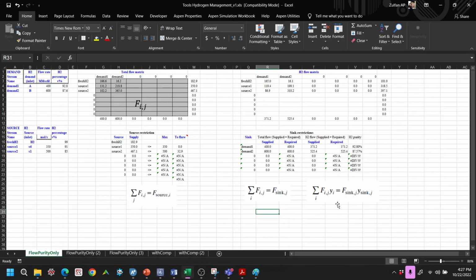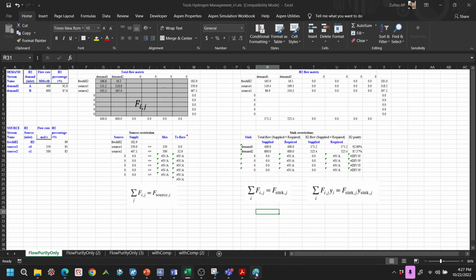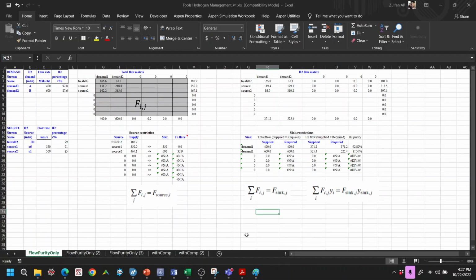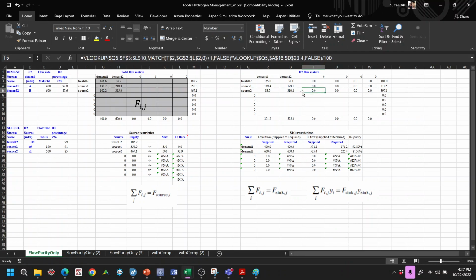And then the hydrogen balance, which is this one, which is now being closed. So that one, that's the hydrogen balance. And then you can do this whole calculation. Obviously you will need to input the data, so I put all of these calculations in it. But you get the point. You have the source restrictions and the demand restrictions, and then the hydrogen balance.